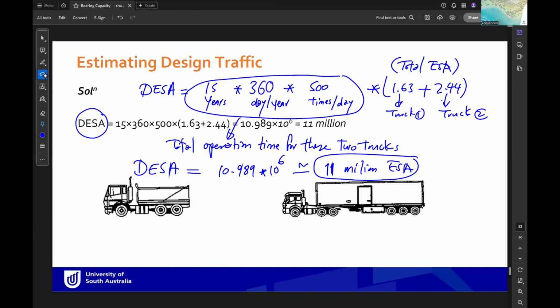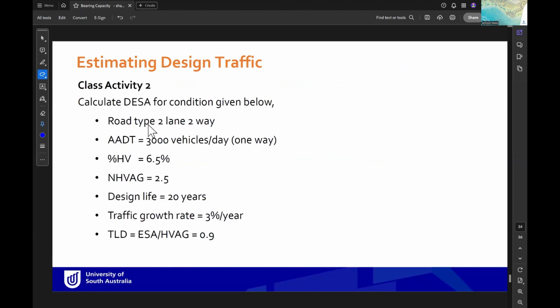Okay, this is just a simple example about how to calculate the total damage of a truck or two during a period of time. The second example will be a detailed example about how to calculate DESA using the survey data for different types of trucks.